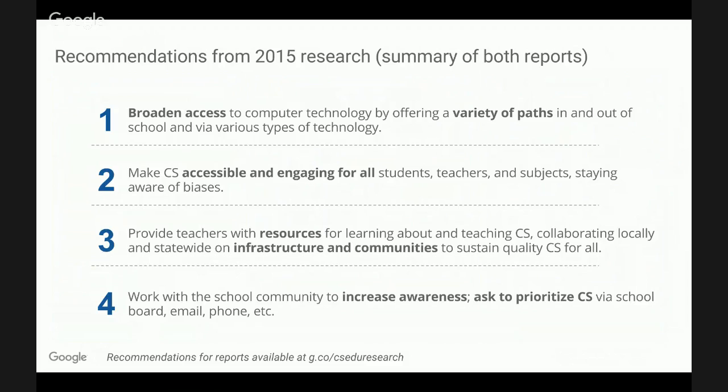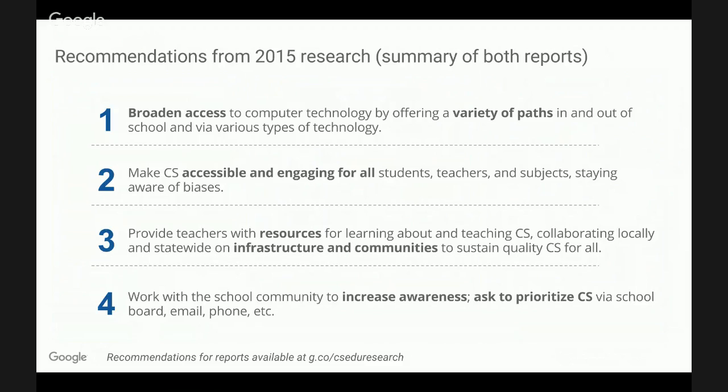First of all, we recommend that you broaden the access to computer technology to young people by offering a variety of paths in and out of school through a variety of technology. So to really engage with young people where they're at with their interests. And related to that is the second recommendation, which looks at making computer science accessible and engaging for all students, teachers, and subjects. And it's especially critical to stay aware of the biases that exist, many of them unconscious biases, when we're designing programs that are engaging and accessible for all.